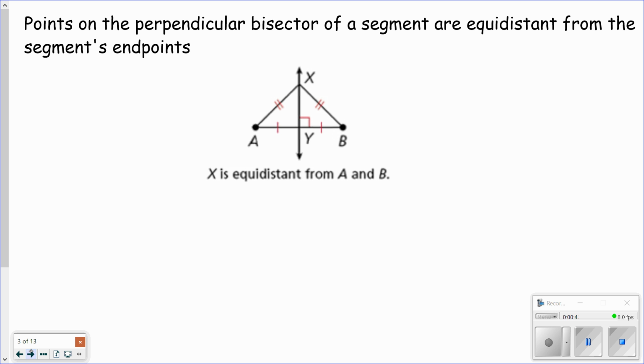Points on the perpendicular bisector of a segment are equidistant from the segment's endpoints. Equidistance means the same distance. So what that is saying is that X is equidistant from points A and B. So we then know that this segment is congruent to this segment.